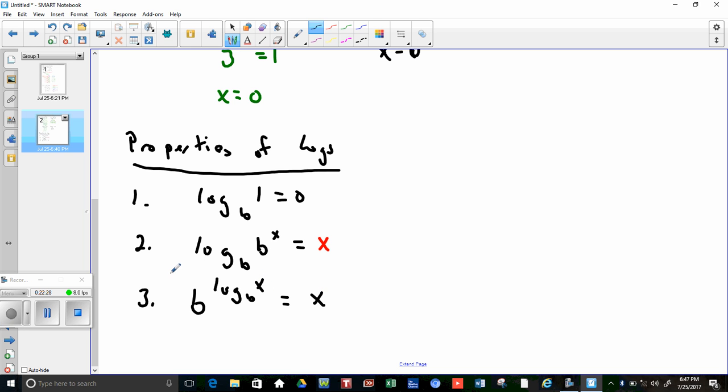All right, those are the three properties that I really wanted to go through before we move on to solving some more log equations. Here we go.